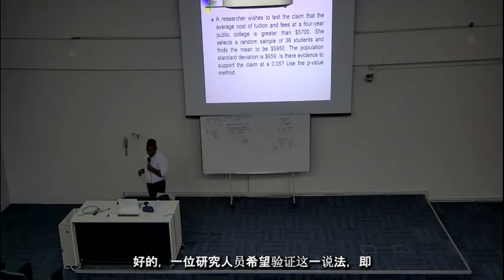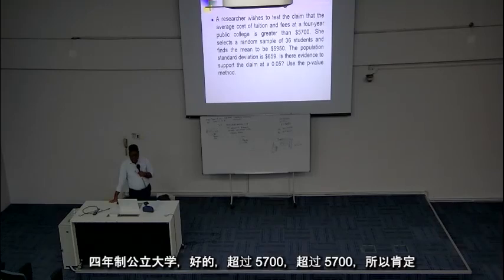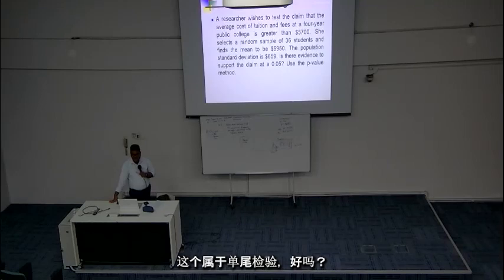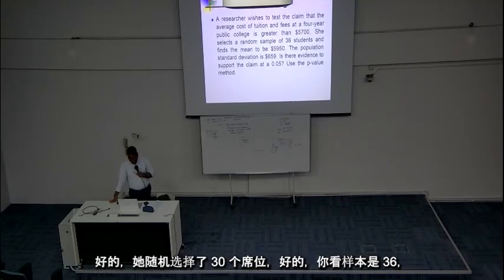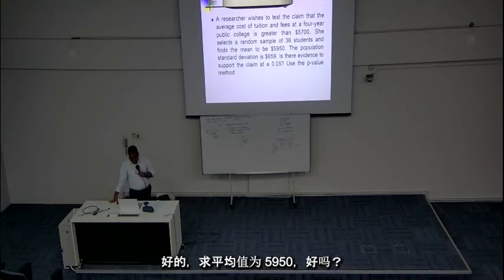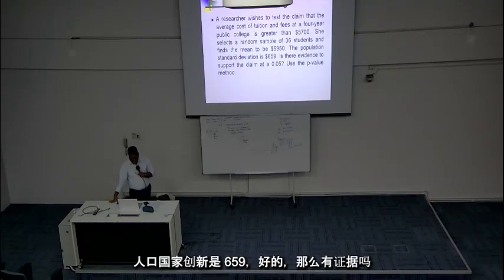A researcher wished to test the claim that the average cost of tuition and fees at a 4-year public college is greater than 5700. So for sure, this one falls under the one-tail test. She selects a random sample of 30 colleges. You see the sample is 30. And she finds the mean to be 5950. The population standard deviation is 659.